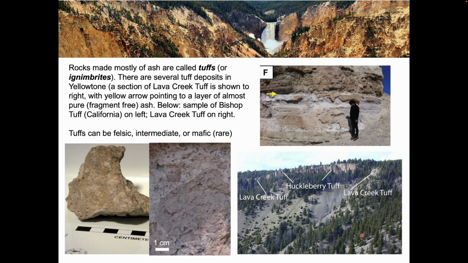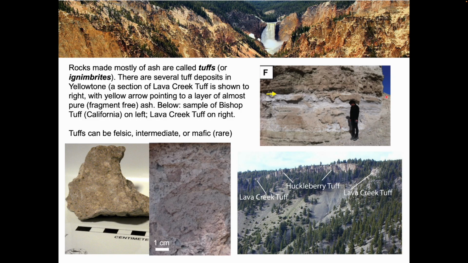Rocks made mostly of ash, and to some degree other pyroclastic rocks, but mostly volcanic ash, are called tuff or ignimbrite. There are several tuff deposits in Yellowstone resulting from various eruptions of the Yellowstone volcano system. A section of one of those, the Lava Creek tuff, is shown on the right, with this yellow arrow pointing to a layer of almost pure ash. That's ash without any other stuff in it. There's a very thin layer of very pure ash in this photograph, which you can see as a very light layer.